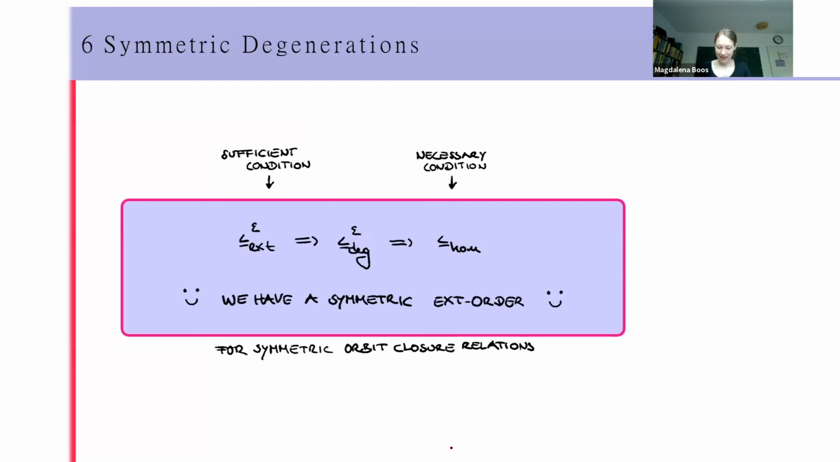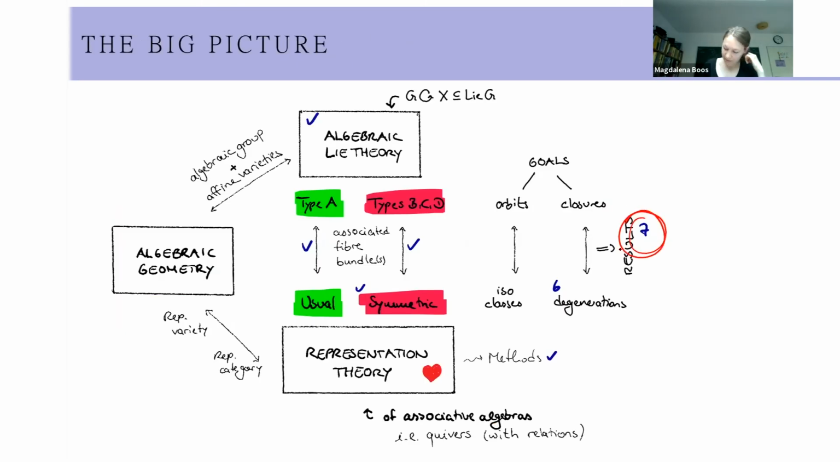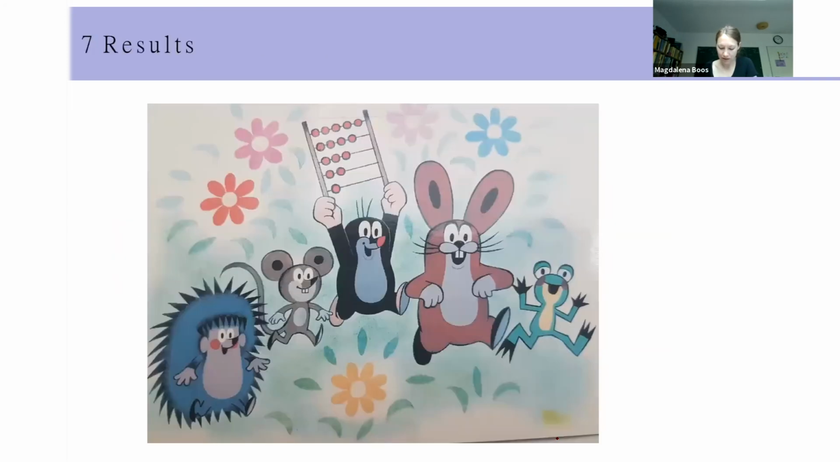Okay, then I wanted to, because this is where we start with our paper now. This is one of the first results which we had. We have a symmetric Ext order. We were already very happy about this, and so now let's see about the results in the other types. So in the other cases.